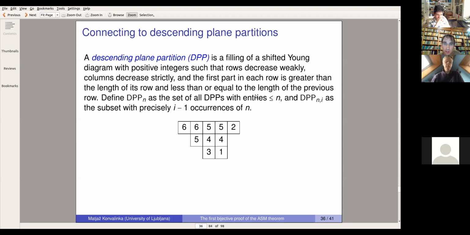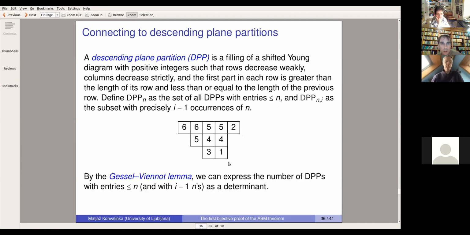Okay, and here's an example. You see a shifted Young diagram, weak decreases along rows, strict decreases along columns, and this 6 is bigger than the size of the first part. And this 5 is bigger than the size of the second part, and also less than or equal to the size of the previous part. So DPP(n) is the set of all DPPs with entries at most n, and DPP(n, i) is the subset with precisely i minus 1 occurrences of n. So this here, for example, would be in DPP_6(3).